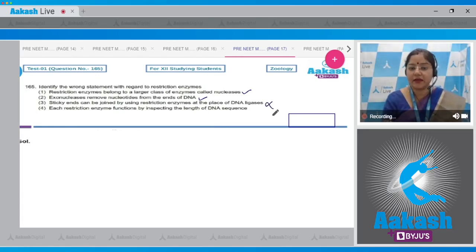Third option, sticky ends can be joined by using restriction enzymes at the place of DNA ligases. This is incorrect. DNA ligase or molecular glue is responsible for joining of two DNA molecules. Fourth option, each restriction enzyme functions by inspecting the length of DNA sequence. This is a correct statement. Each restriction enzyme inspects the length of DNA sequence, then binds to a specific site, which is usually a palindrome, and cuts both the strands of DNA between same two nitrogenous bases simultaneously. So correct answer to this question is option number 3.